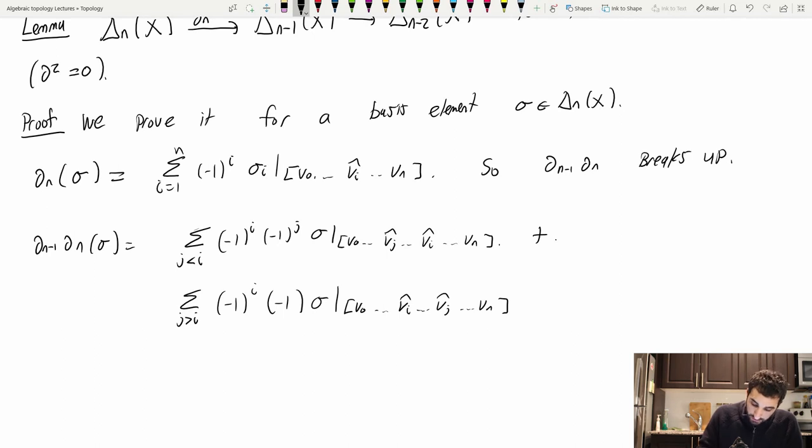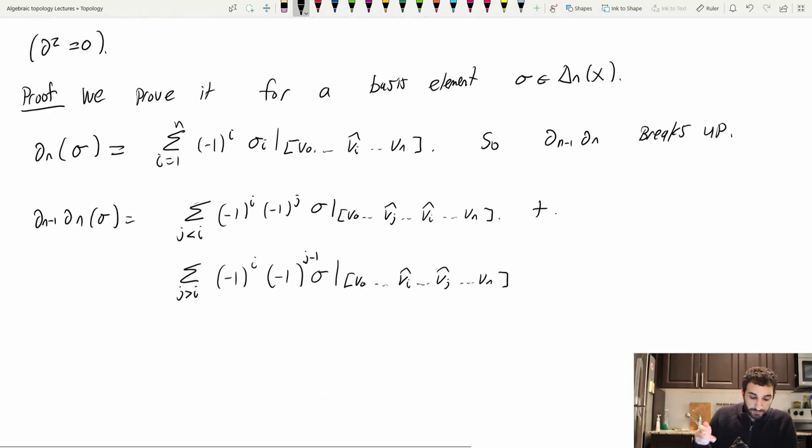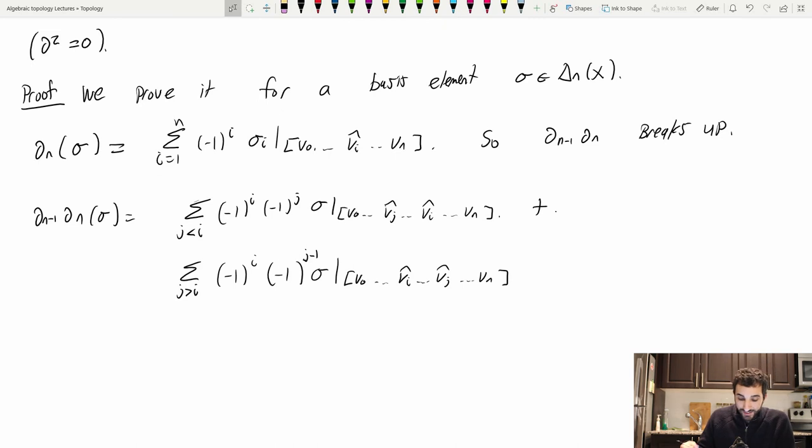And what this does is turns this piece here into a J minus 1. Why? Because when I cut out VI, I shifted everything to the left, and what used to be J is now J minus 1. Great. And now we're pretty much done.